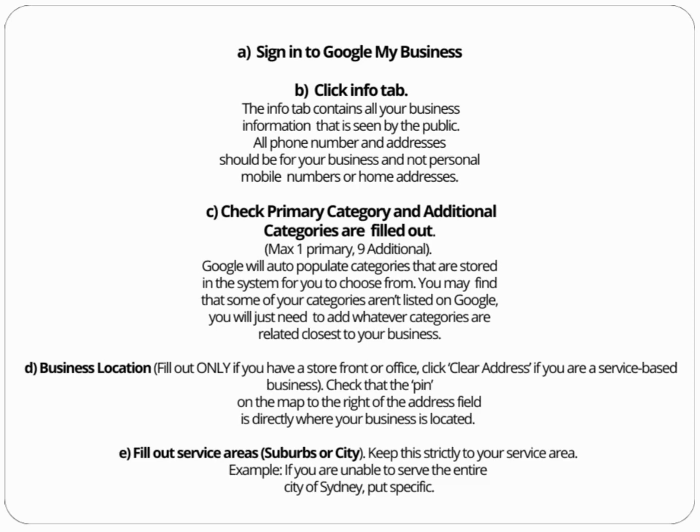The third one is check primary categories and additional categories are filled out. It is nothing but you have to make sure that you are defining your business in a proper, organized way by making different categories where you will be putting all the products and the services that you are providing. And yes, you have to make sure that you are adding it in detail.